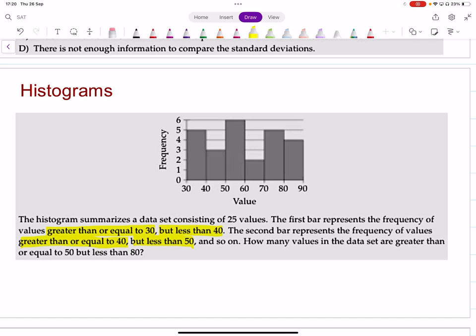How many values in the data set are greater than or equal to 50, but less than 80? 6 plus 2 plus 5, and that's it, right? So between 50 and 80, you have 13 values. 6 plus 2 plus 5, that's 13. Does that make sense? Sorry, yeah, that's correct. 6 plus 2 plus 5, yeah. Is that all right? Okay.